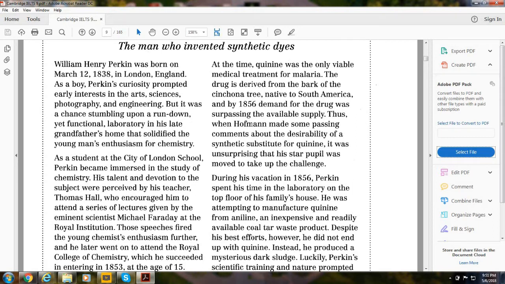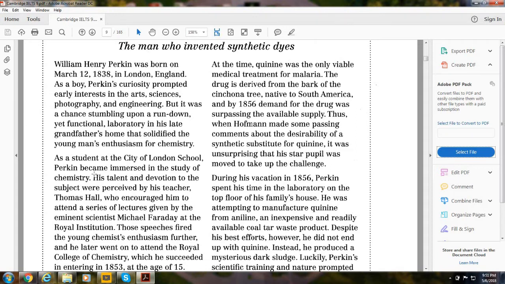So basically, you spot Michael Faraday. Michael Faraday was the first person who recognized Perkins' ability as a student of chemistry. Now look, spot it here, and start reading from here. As a student at the City of London School, Perkins became immersed in the study of chemistry. His talent and devotion to the subject were perceived by his teacher Thomas Hall.